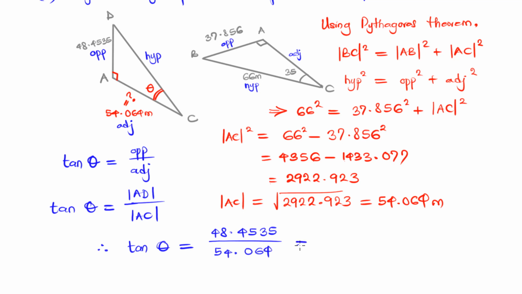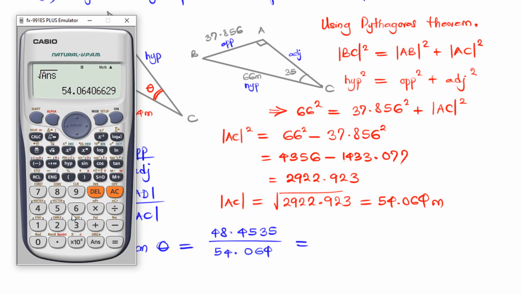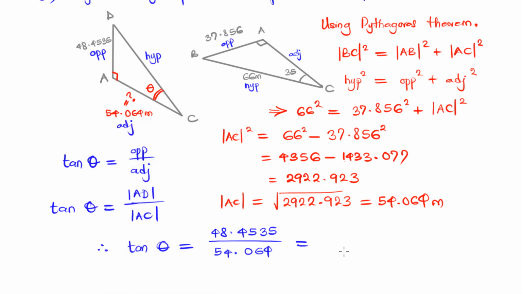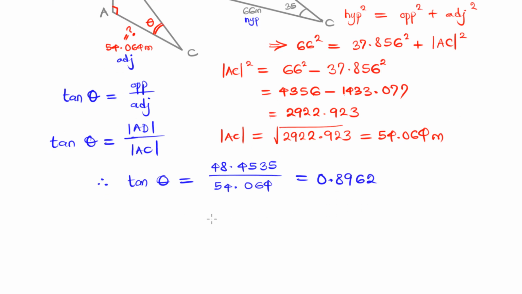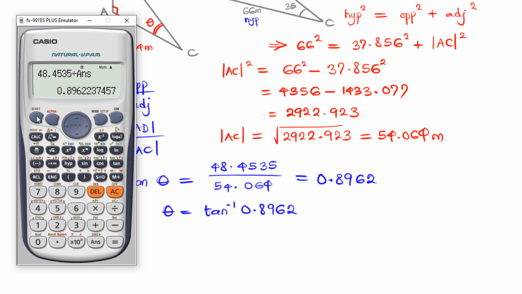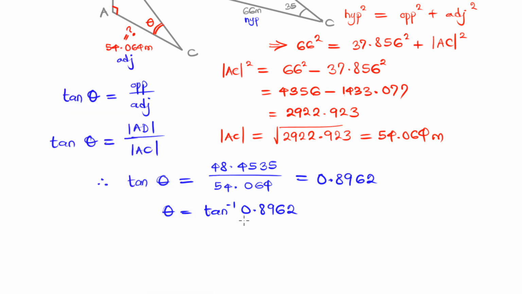54.064. So if you use our calculator, 48.4535 divided by 54.064, which is our answer, that was 0.8962. That's tan theta. So theta will be arctan of this ratio, arctan of 0.8962. So shift tan, that's arctan of our answer, will be 41.86744998.